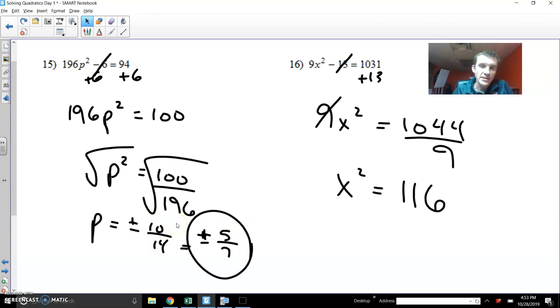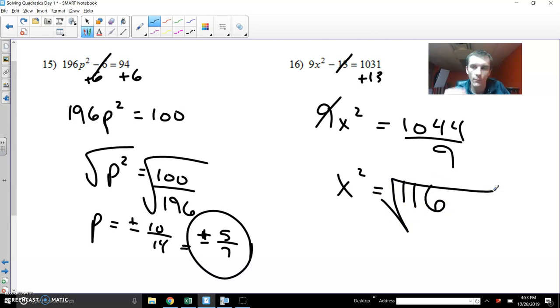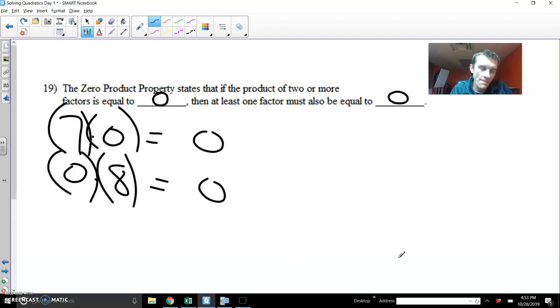I left number 16 for you. I did some of the initial steps, adding 13, dividing by 9. But this next step I did not do for you. So the next step is to square root both sides. I want you to tell me, how do you simplify the square root of 16? What perfect square goes into 16, and simplify that. But just remember that it is plus or minus whatever that value ends up being. I left 2 for you to try on your own.